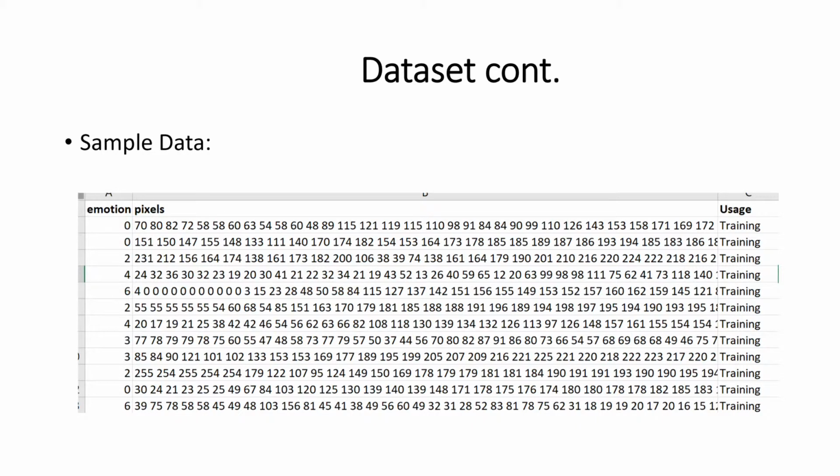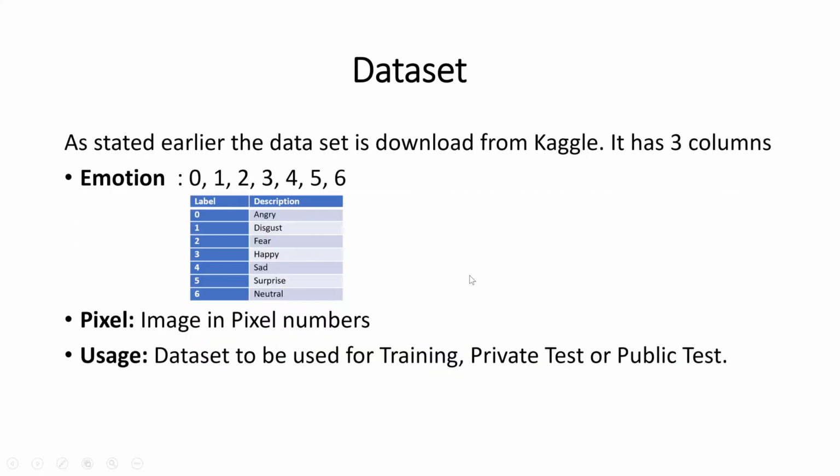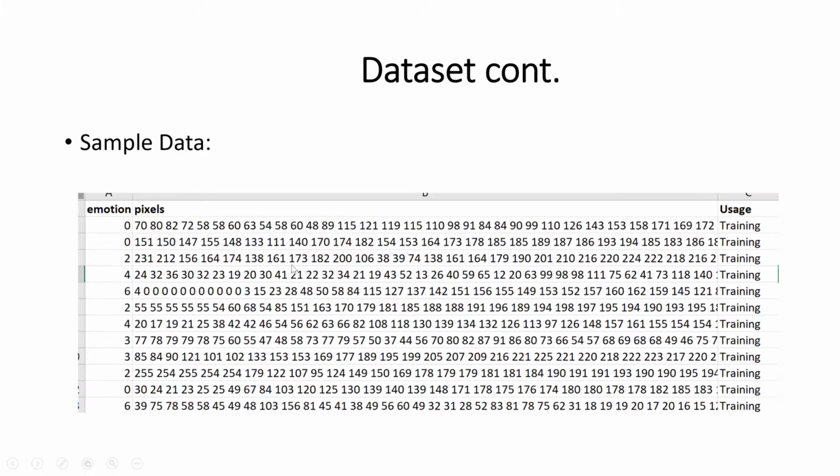And this is the sample data we have: emotion, pixels, and usage. We can see emotion 0, which is angry, and this is the pixel numbers of the image, and this belongs to the training dataset. In the same way, we can see number 2 represents fear, and this is the pixel numbers, and this belongs to the training dataset. And 4 represents sad, and we have this string of numbers representing pixels, and this belongs to the training dataset.